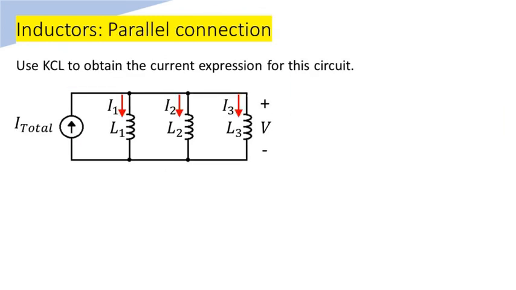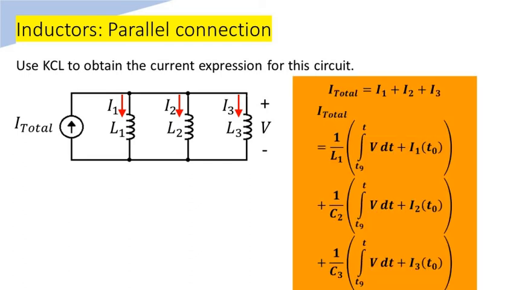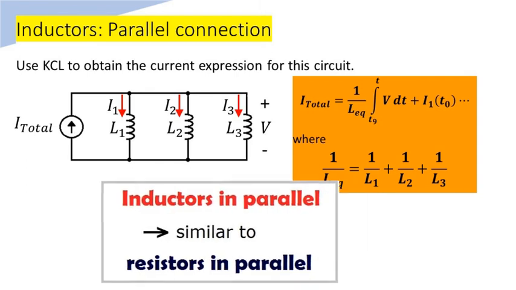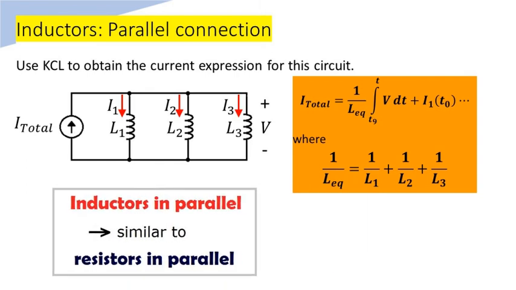Well, what about the equivalent inductors when they are arranged in parallel? Over here, we have three inductors lined up in parallel. To obtain the current expression, we apply the Kirchhoff current law, KCL. Then, we use the general expression of current across an inductor, and sort them accordingly. Once we do that, we can see that the total inductance is similar to that of total resistance in parallel.